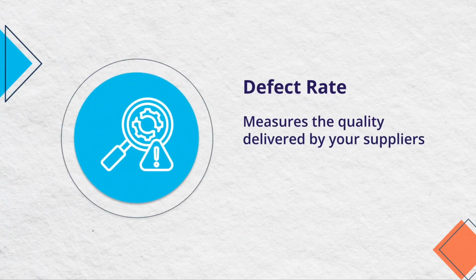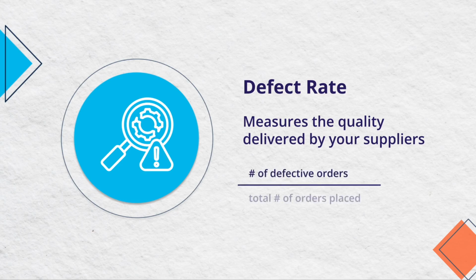The defect rate is the third variable. The defect rate measures the quality delivered by your suppliers. It is calculated by dividing the number of defective orders by the total number of orders placed with the vendor.